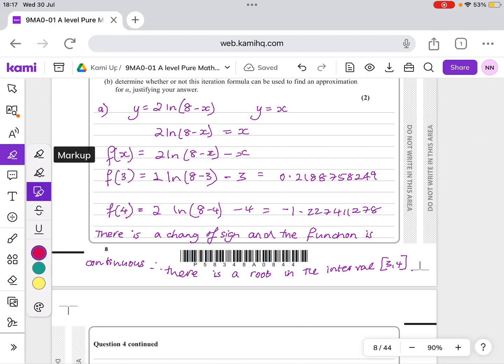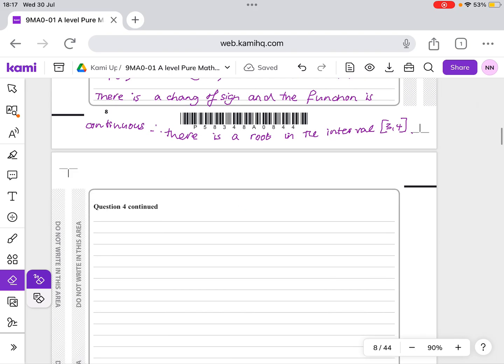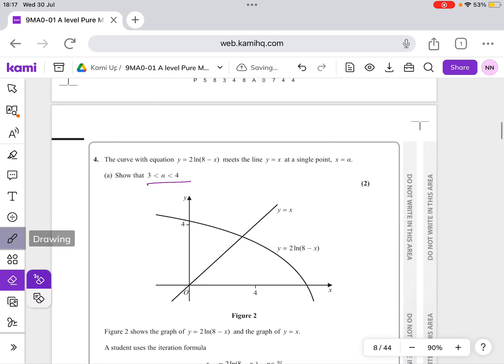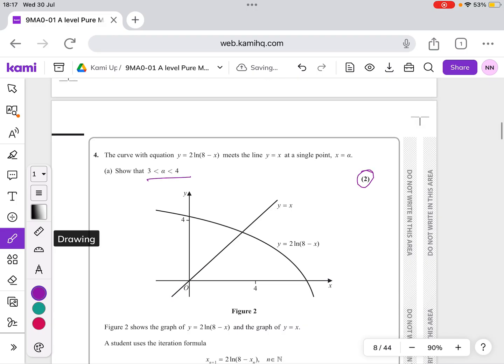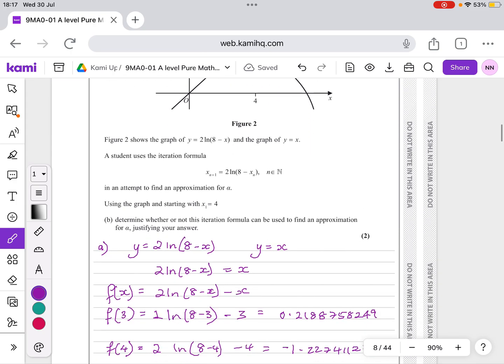The other thing, actually, given I'm writing in here, never write outside of the lines. If you do, you're going to have to put a big asterisk somewhere so that they see it, because these are scanned and we don't see the bottom of the page when we're marking them. So be careful on that. Right. So that, believe it or not, is 2 marks. You get 1 mark for substituting in the 3 and the 4. And you get 1 mark for showing that there is a change of sign and that it's continuous, remember, continuous. Right, okay.